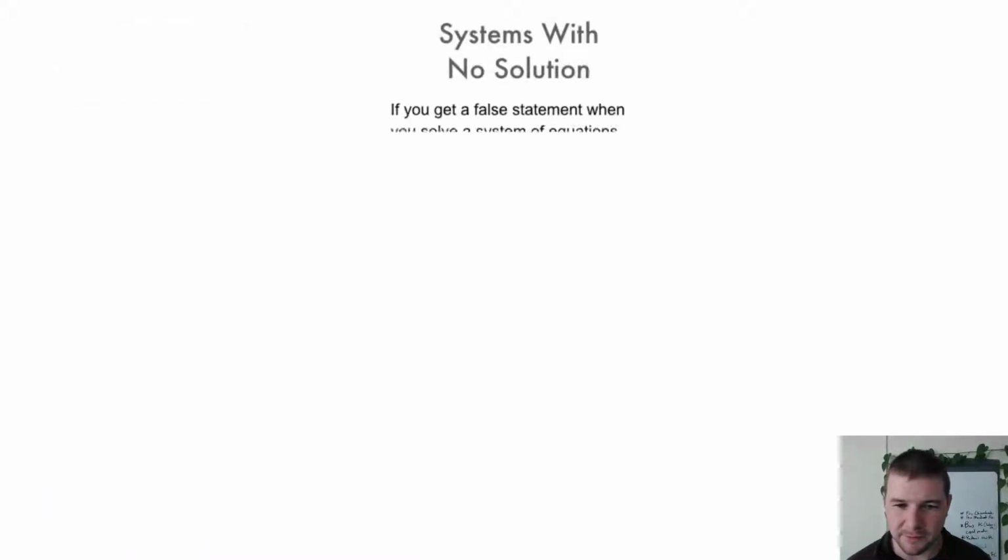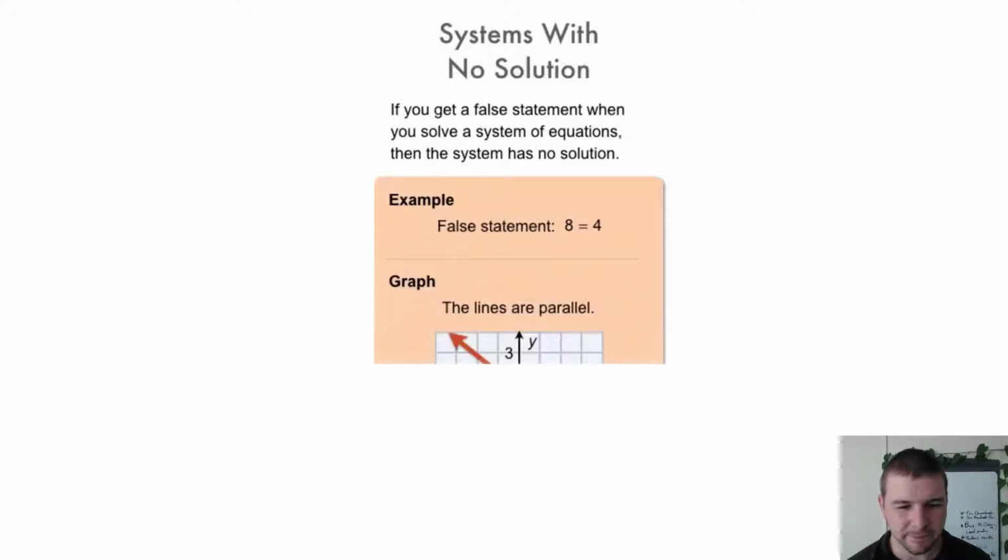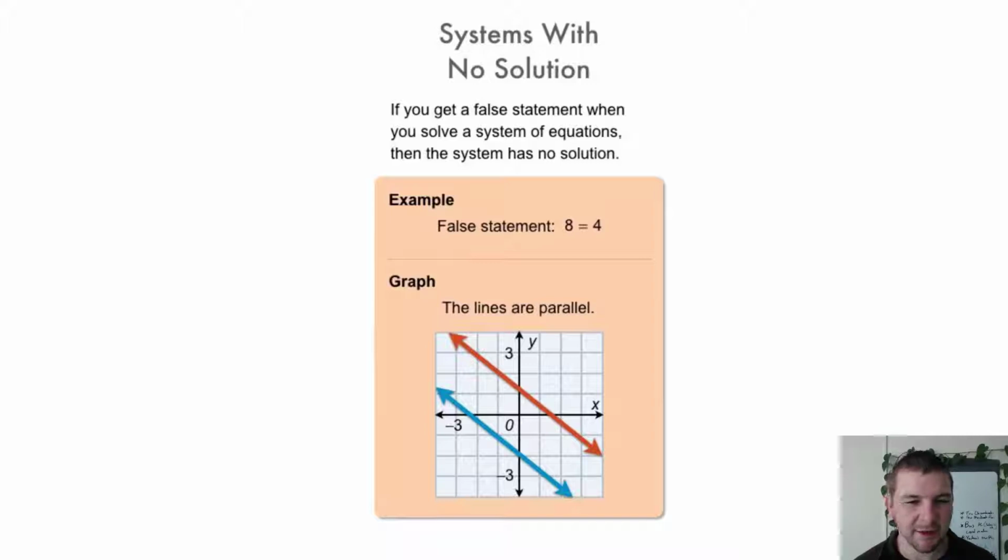Systems with no solution. If you get a false statement when you solve a system of equations, then the system has no solution. For example, a false statement might be 8 equals 4. On a graph, you'll see parallel lines.